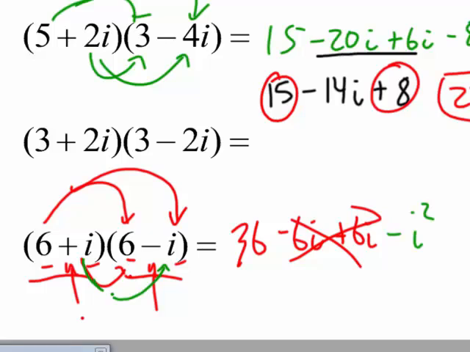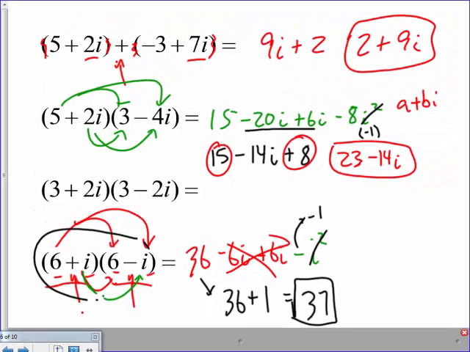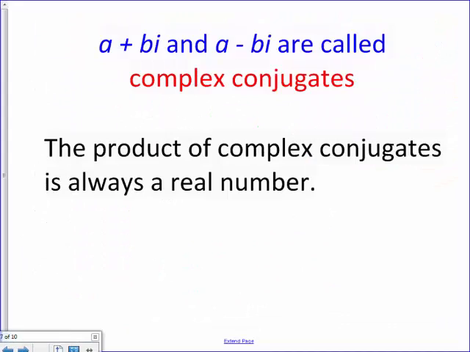So what do we really get here? We get 36 minus i squared. Well, what is i squared? That's a negative 1, so it's really minus negative 1, which is really plus 1. So we would get 37. Ooh, that's kind of fancy, right? So we have a term for this when we multiply by its opposite sign. We call these guys complex conjugates. Okay, and the product of the complex conjugates always gives you a real number.